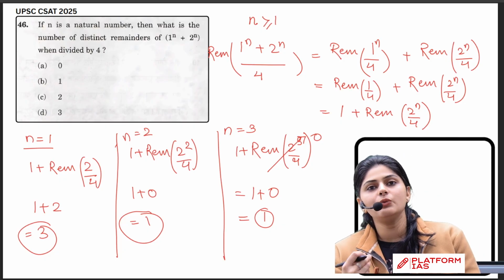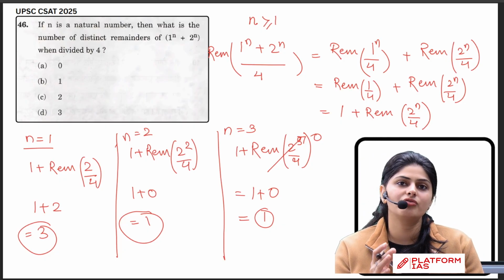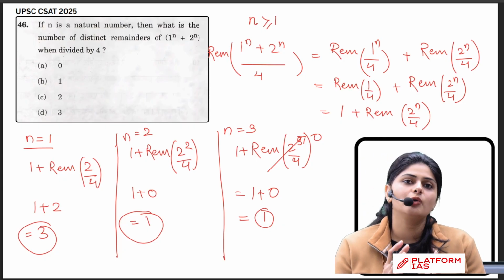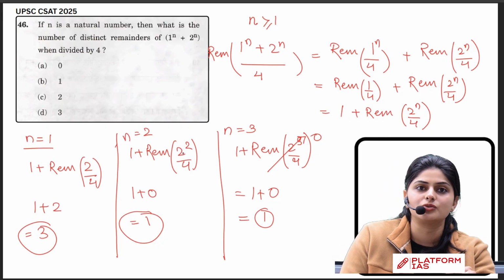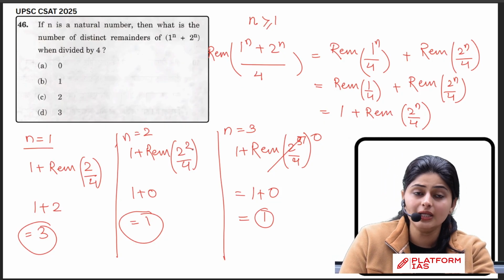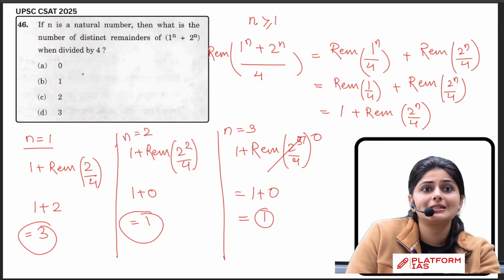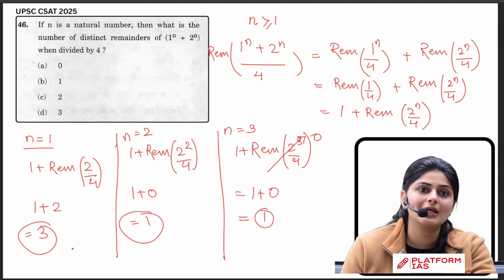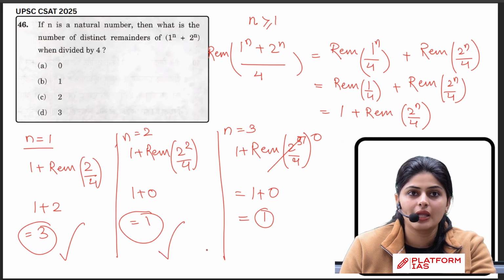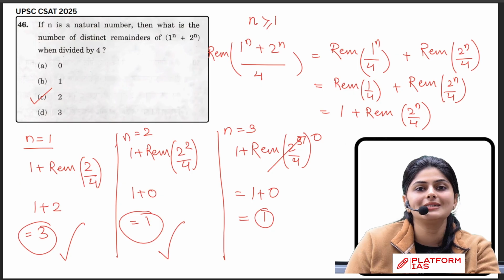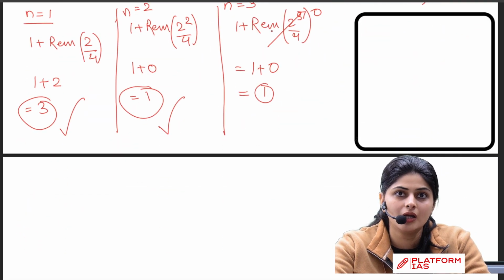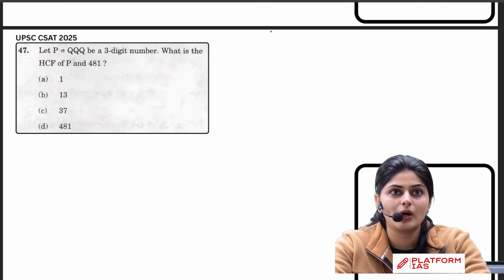If you take any value of n, like 4, 5, and so on, then you will always get the remainder as 0. Why? Because it has a factor of 2 square. Fine. So how many distinct remainders can we see? We can see only 2 distinct remainders, that is 3 and 1. So how many remainders can we see? 2. Option number C will be your answer. Okay, now moving to the next one.